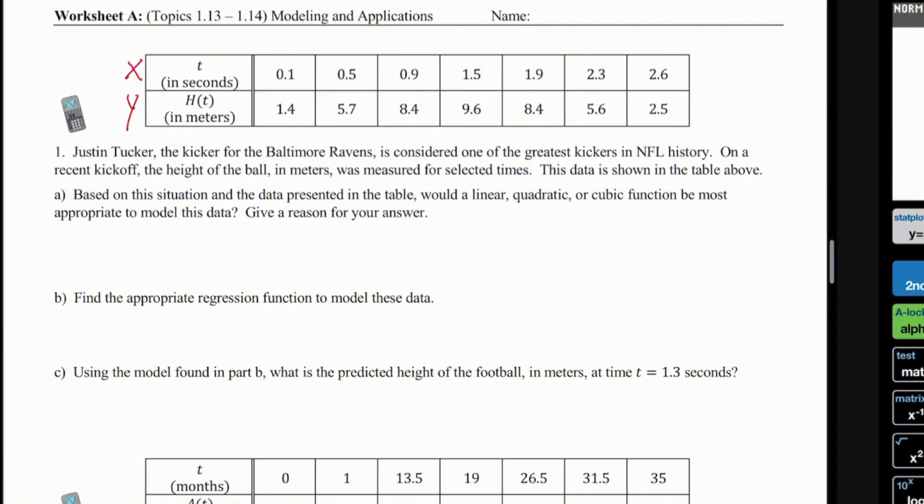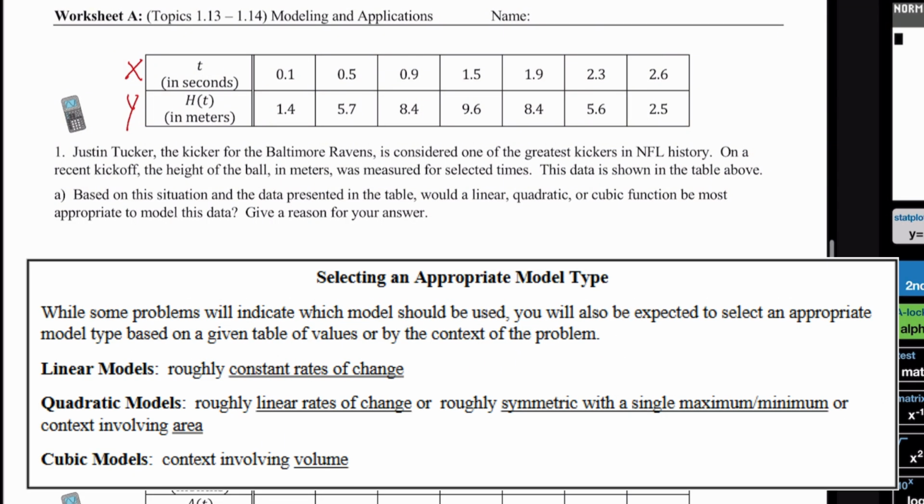On the notes sheet, it told you how each one would be. Linear is usually talking about constant rates of change, while quadratic is linear rates of change. Constant means it stays the same. Linear is going up the same amount roughly, it's an estimate. Quadratic has a symmetric shape with one single maximum, or the word problem involves area. And for cubic it's involving volume. So there were a couple word problem examples in the notes.